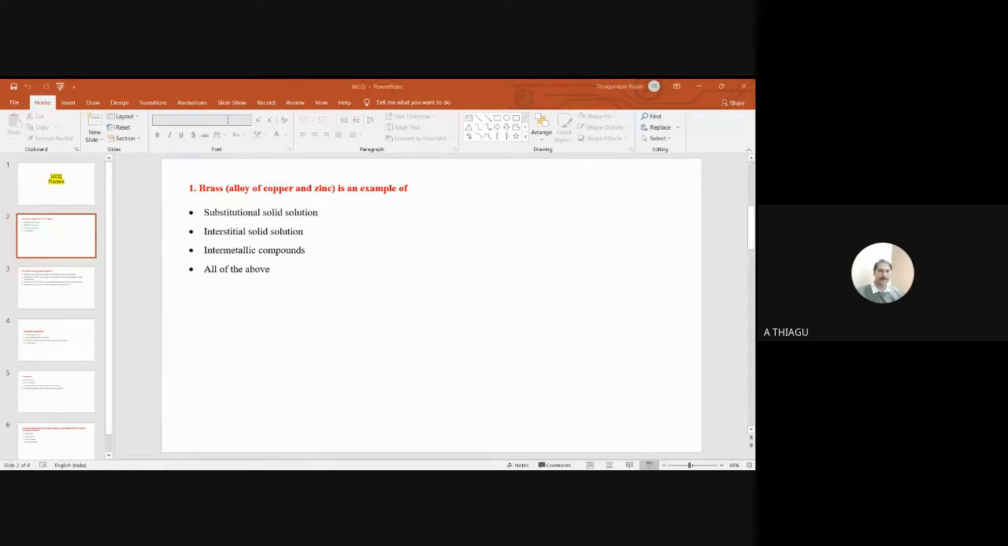Try the second one. In process annealing, the hypo-eutectoid steel is, which one is correct? Any quick answers from the student side? In process annealing, the hypo-eutectoid steel is?